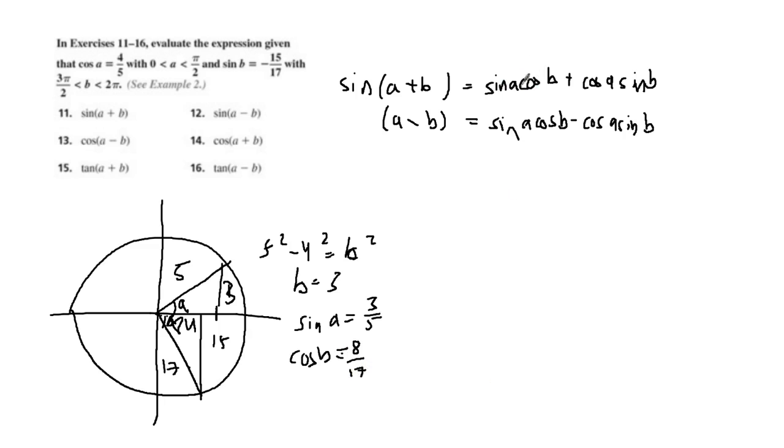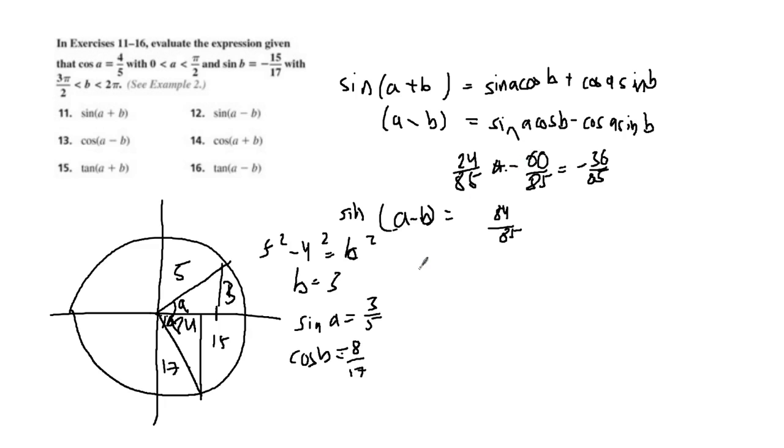So now we're just going to plug it into these formulas. Very simple. Sine A cosine B is 24 over 85. And then add cosine A sine B, which is minus 60 over 85. So 24 minus 60 over 85 gives you minus 36 over 85. Pretty nice. No, not nice at all. And then for A minus B, it will be positive, because this negative will turn positive, so it'll be 84 over 85.